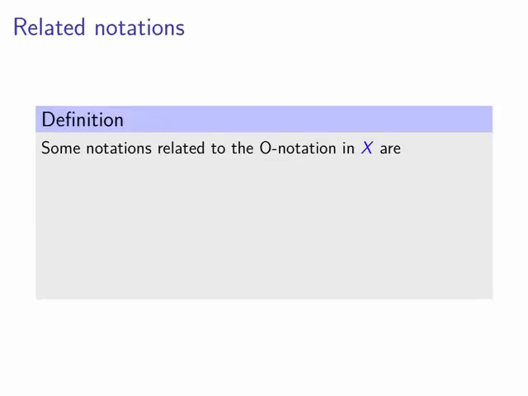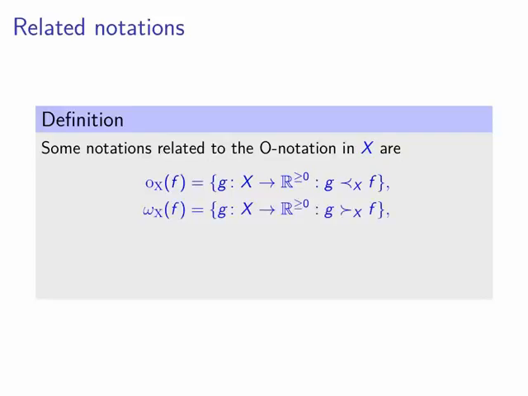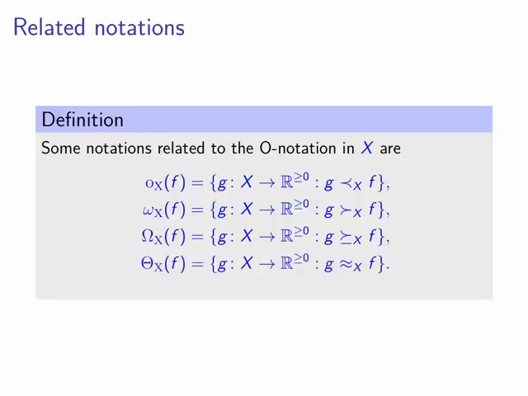We can also define related notations. The first one is little o f, which is the set of those functions which are strictly dominated by f. Little omega f, which is the set of those functions which strictly dominate f. Big omega f, which is the set of those functions which dominate f. And theta f, which is the set of those functions which are equivalent to f.